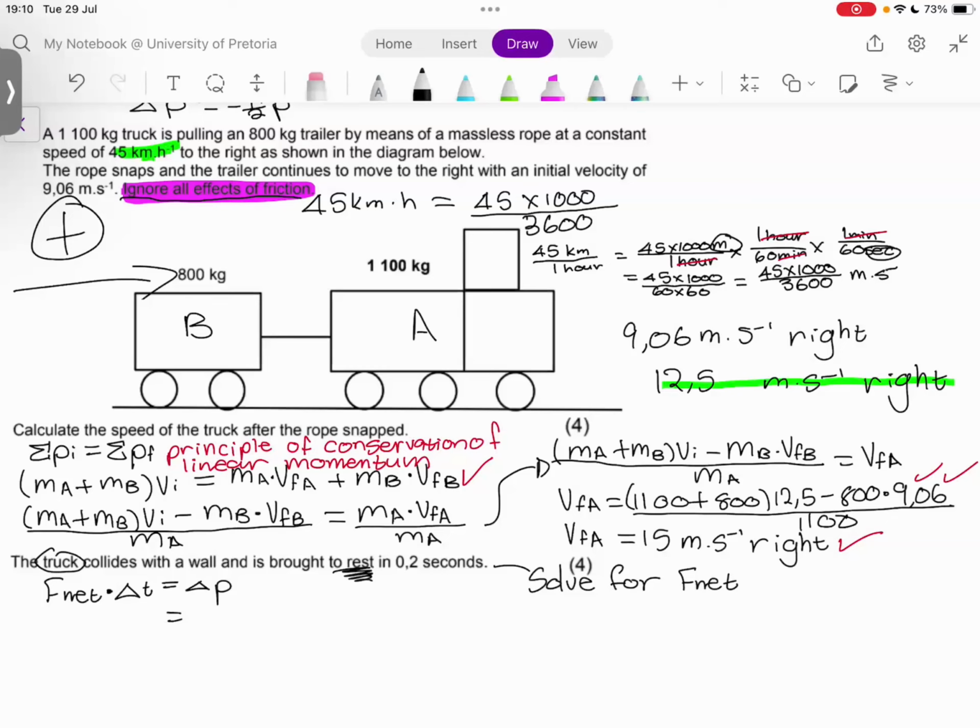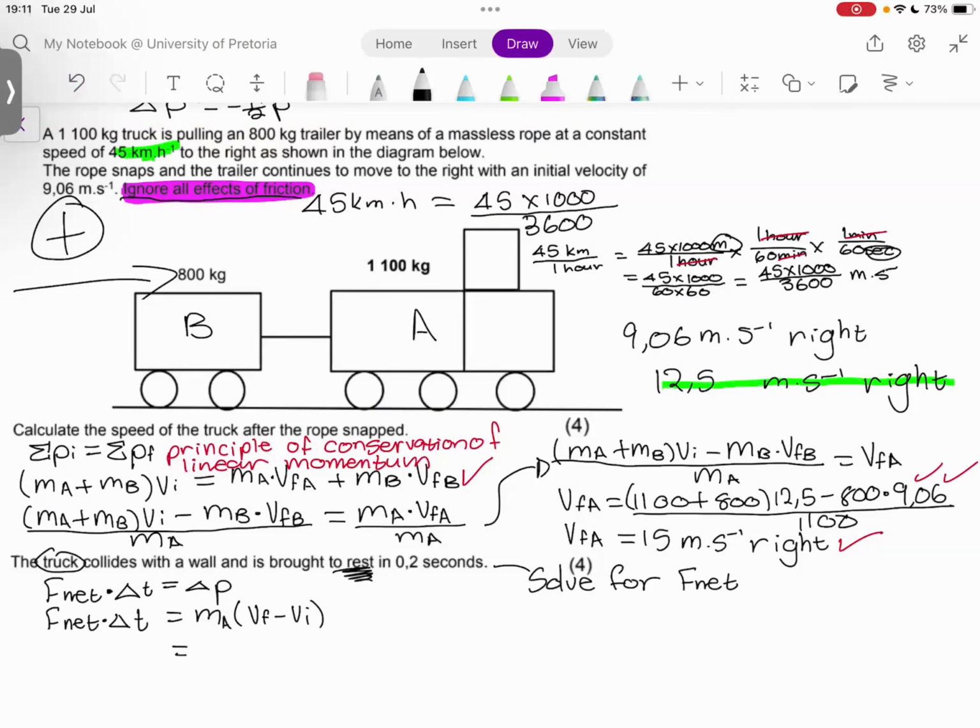If I substitute, or let me actually expand the equation first before I substitute in the values. I then have m, the mass of the truck, multiplied by, in brackets, VF minus VI. We're only using the mass of the truck here because it stated the truck collides with a wall. At this point, the truck is no longer tethered or connected to the trailer.